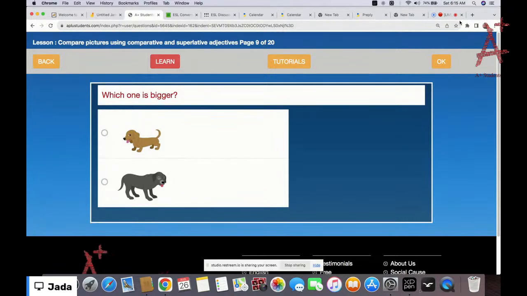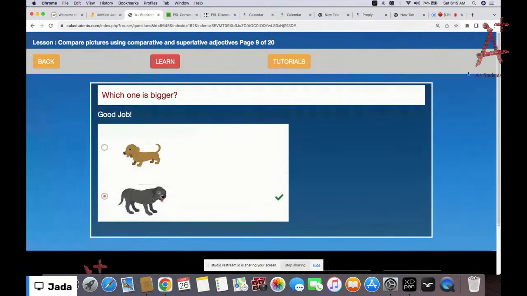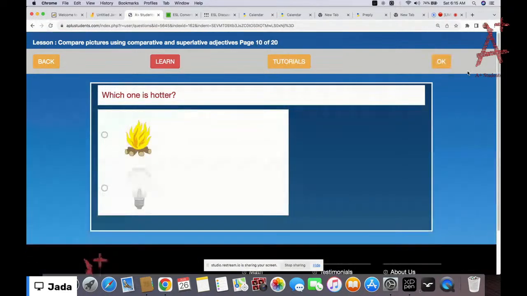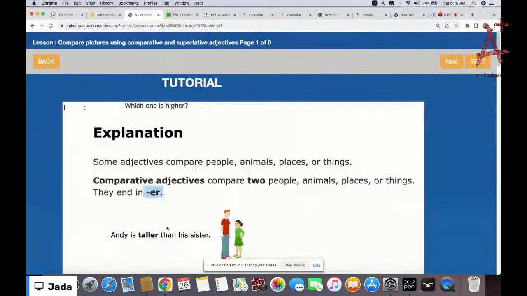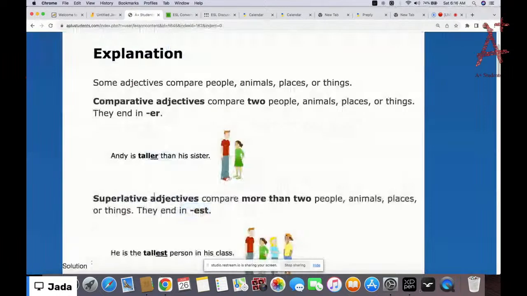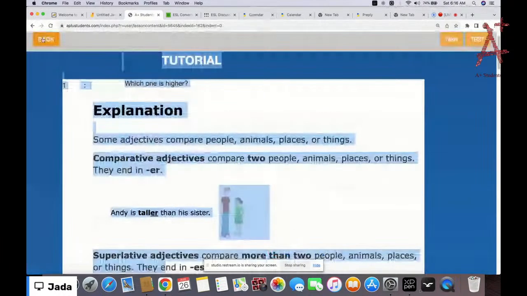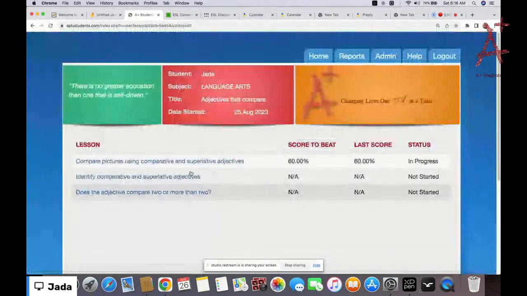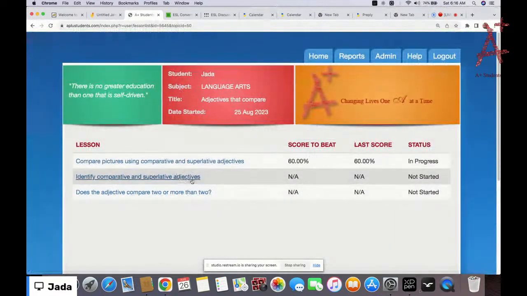Okay. All right, so we're done with this first lesson that says compare pictures using comparative and superlative. So when we see the one that ends in er, that is the comparative adjective, and the one that ends in est is the superlative adjective. Okay, we'll move on now to the next one, which is identify comparative and superlative adjective. So we need to identify comparative and superlative.